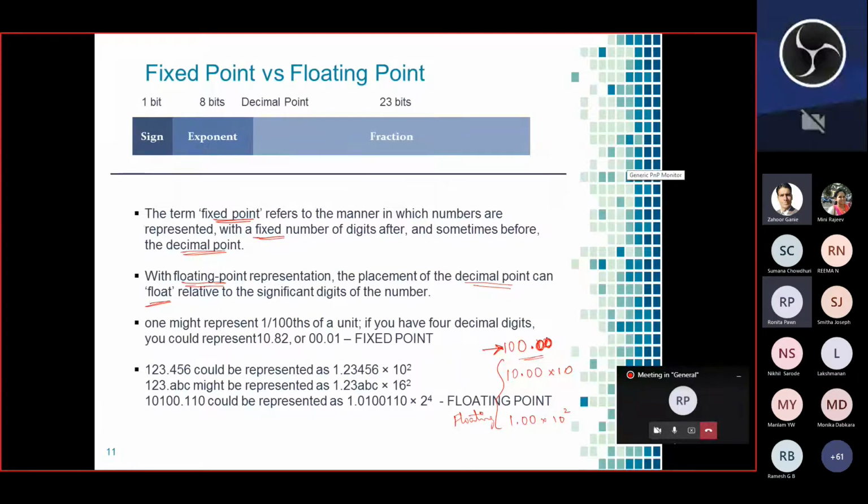Like 100 can be represented as 100 only, 100.00. This decimal point cannot change. But in this case, this decimal has now moved to here. Now again, this decimal point can also move to here. So the decimal point can be moved. This can be achieved only by using floating point processors, but it cannot be achieved by using fixed point processors.